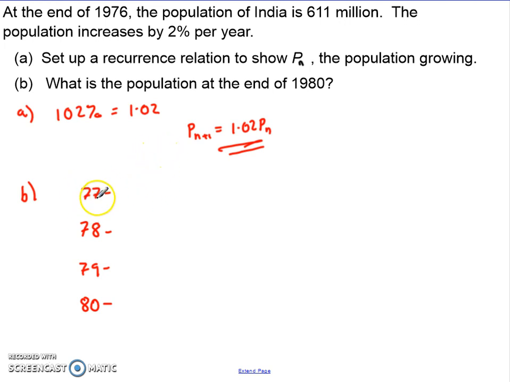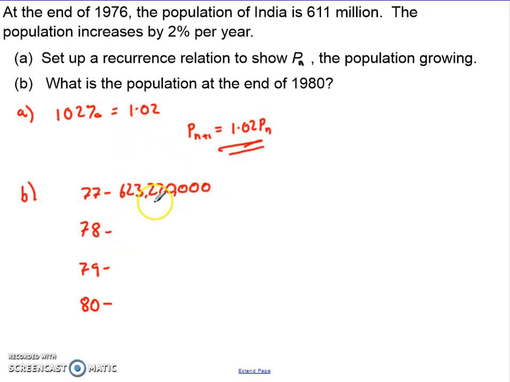So to get 1977, we're going to do 1.02 times 1976. We know that 1976 is at 611 million. So for 77, you do 1.02 times that. What you end up getting is 623,220,000 folk. So the end of 77, that's how many are left.